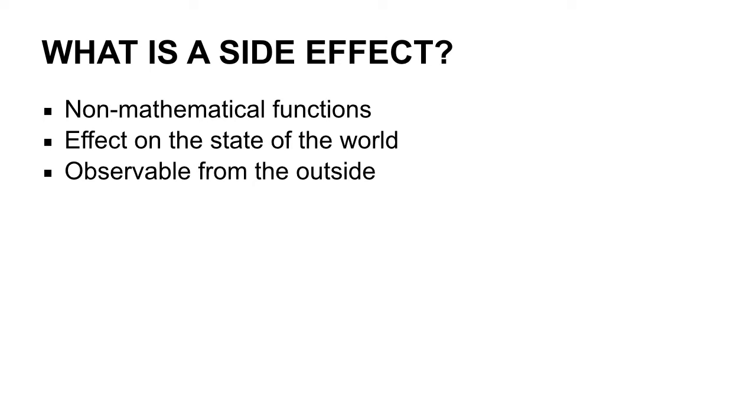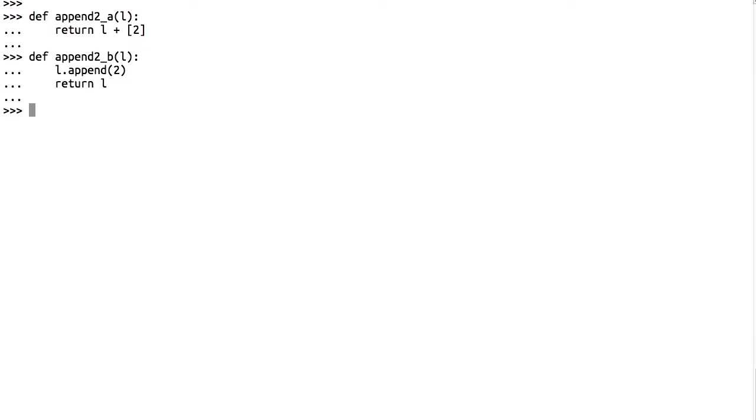Functions that don't have side effects are called pure functions, only because the definition of function changed over time since it was originally used in mathematics. Programming with pure functions is called purely functional programming. So let me show you some examples to demonstrate. So here's a function. Can you tell if it's a pure function? And here's another. The first one is a pure mathematical function, and the second one has a side effect.